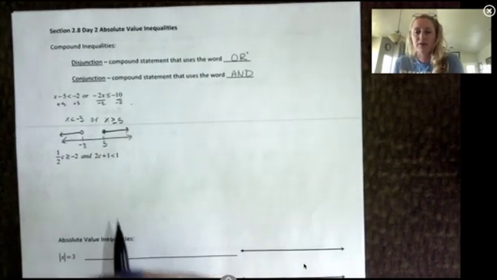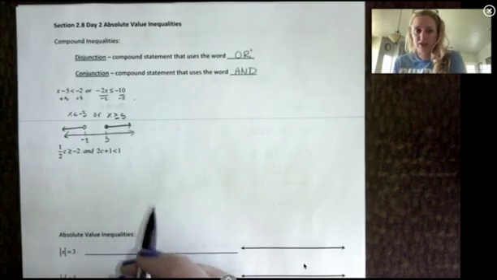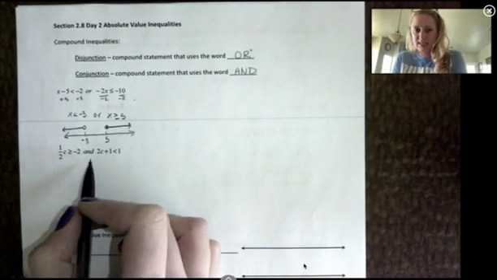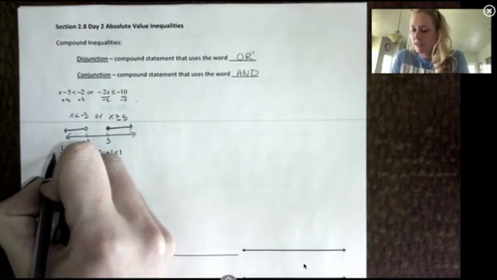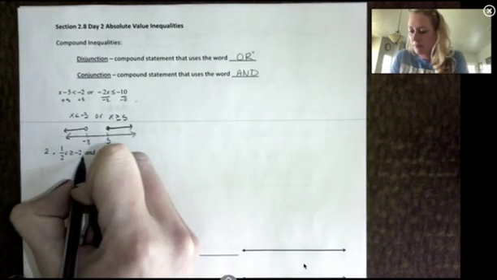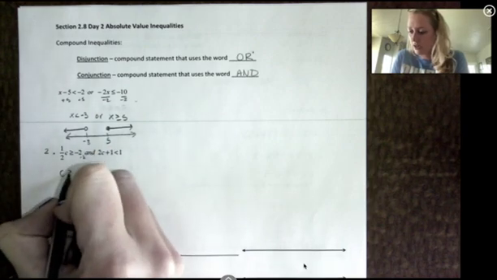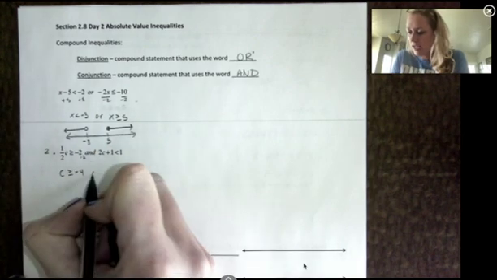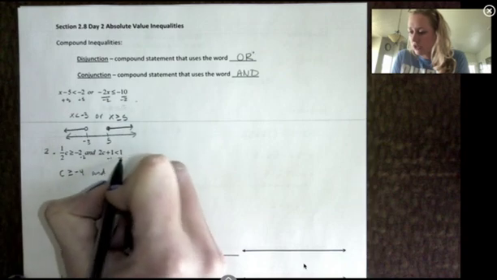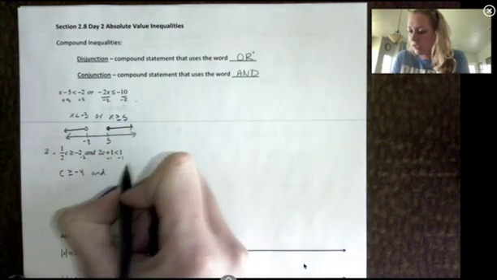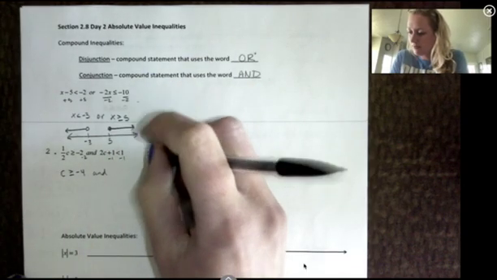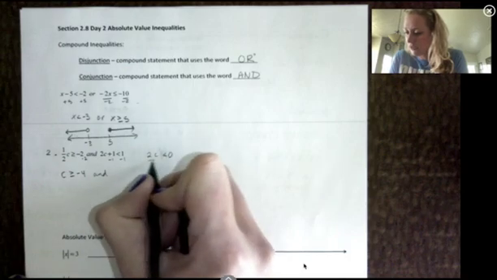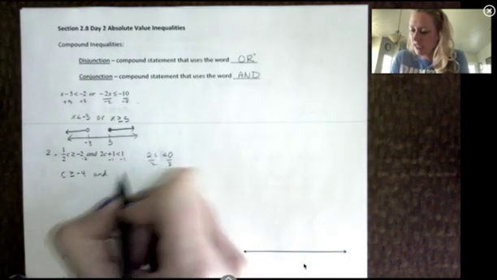Okay, then the difference is a conjunction. So we have the word and. We're going to see the difference here when we graph. So I'm going to solve them separately here. Dividing by 1/2 is the same as multiplying by 2. So I'm going to get c is greater than or equal to negative 4. And here I've got to subtract 1. I have 2c plus 1. Oh, sorry, got rid of the 1. Is less than 0. Divide by 2. So I get c is less than 0.